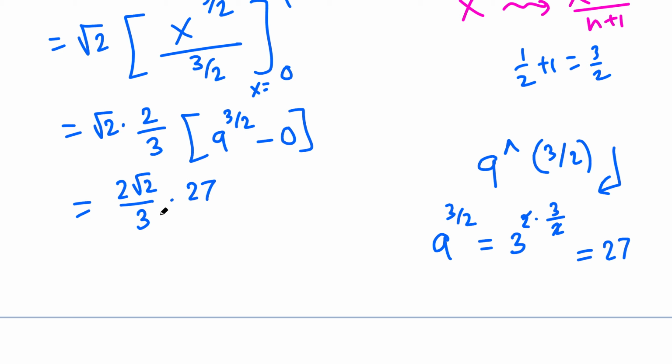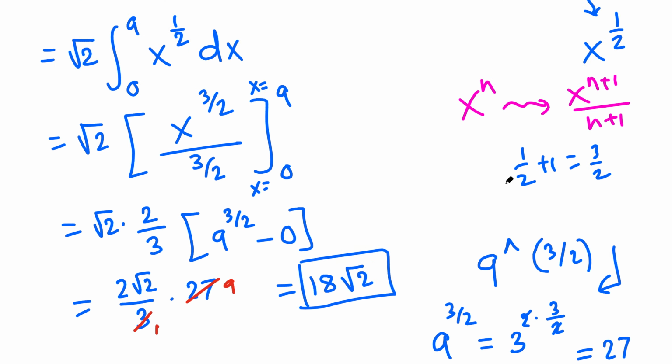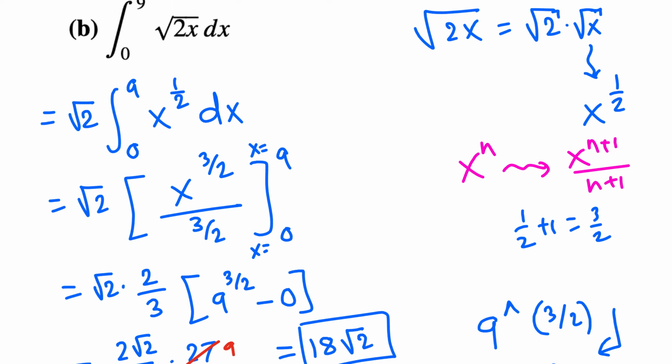We can, 3 goes into 27 9 times, 3 goes into 3 once, and 1 does not count. So 9 times 2 root 2, 9 can only multiply this one, okay? 9 times 2, 18 root 2, not inside. So that's the final answer, okay? Final.